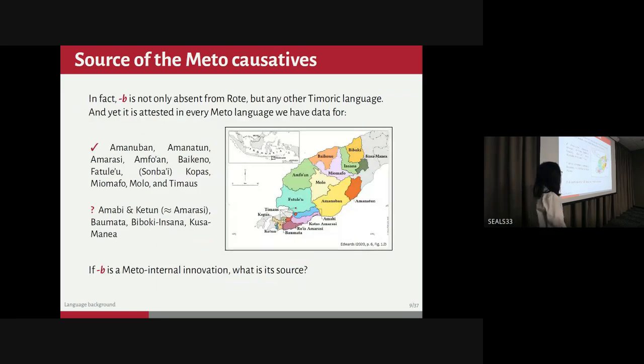It clearly seems to be a Meto internal innovation because every single Meto language that we have data for has it, right? So the only ones we don't have are Amabi and Kiaton, and this is because we don't have the data, not because there's no B, right? So it's a black swan situation, we can't conclude. But these two are basically varieties of Amarasi, so we imagine it probably does have the B, and these ones are kind of more on the edge, as you can see, near the border with East Timor, so it's hard to get as much data on those.